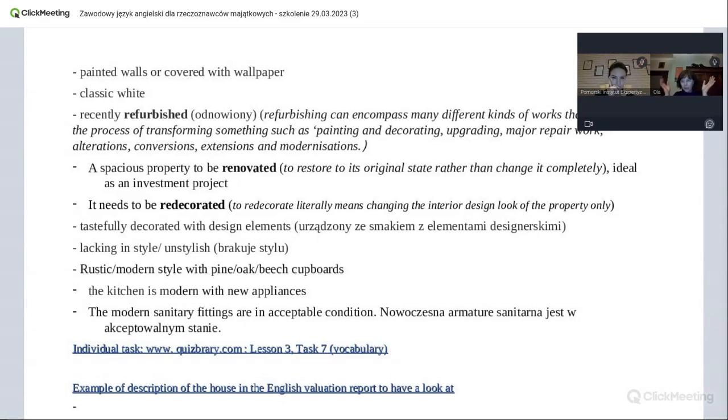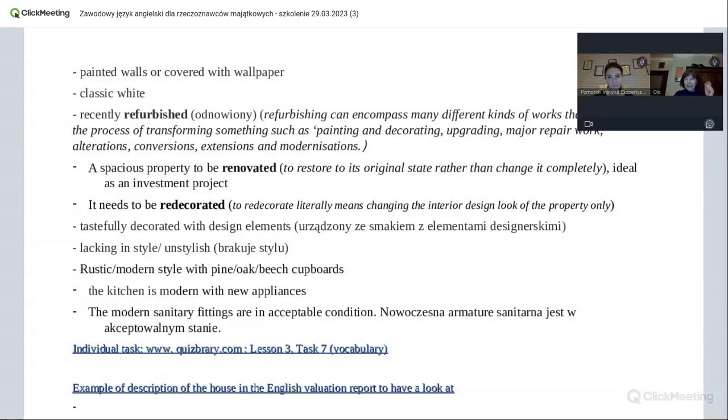Because in Polish, again, we have one great word, odnowić. And in English, you've got three words. So when you refurbish something, it means that you think of many works like painting, decorating, upgrading, major repair work, alterations, conversions, extensions, and modernizations. So really, it's like a big, big thing when you have to demolish the walls, build something new, and so on. This means to refurbish.